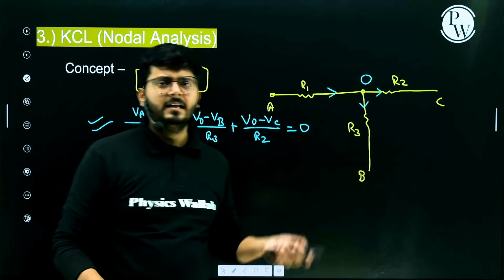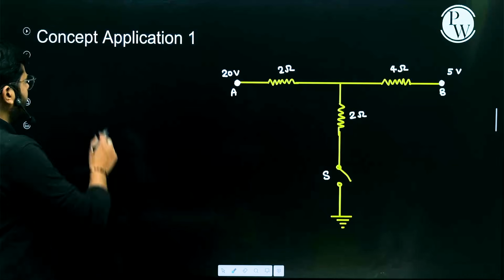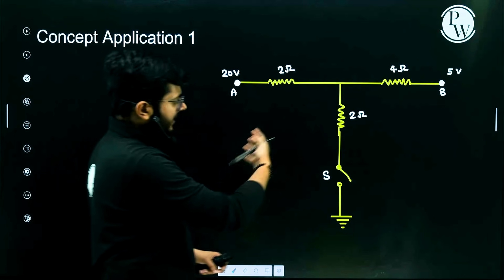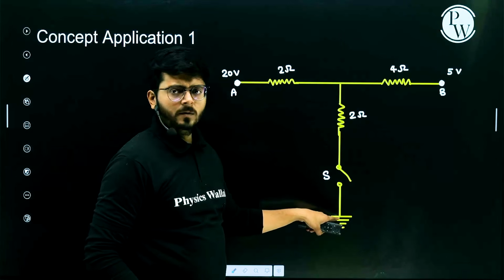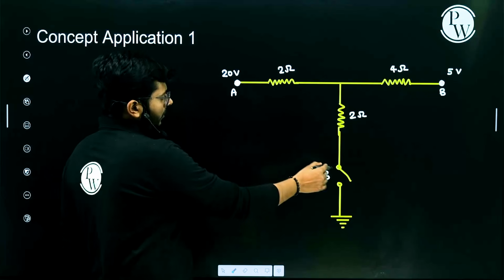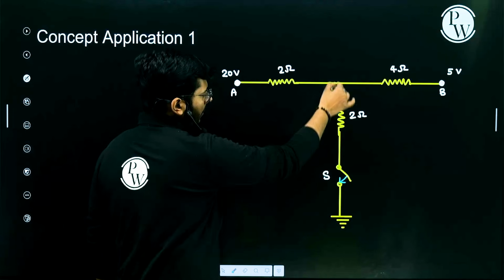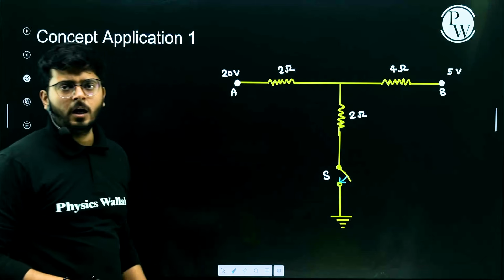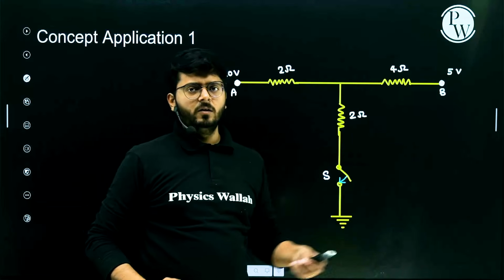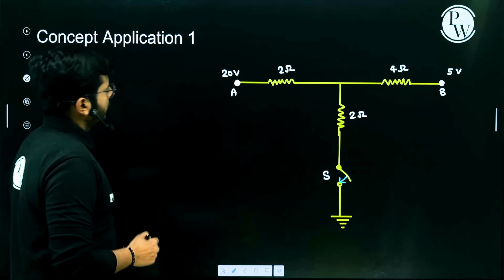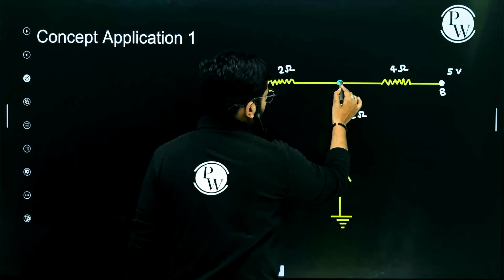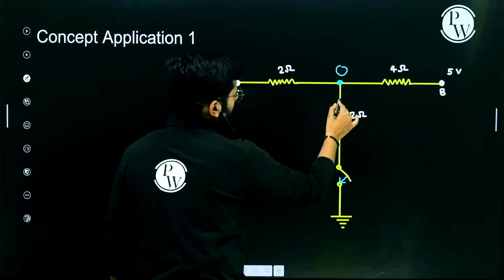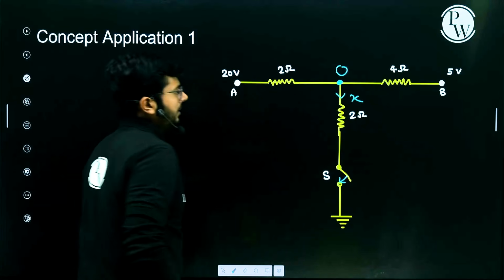Okay, let's have a look at a problem and then we will have a better understanding of this. So here we have a simple circuit. This point is grounded. That means the potential of this particular point is 0, right? We have to find, when the switch is connected, how much current will flow through this particular section. So this is 20 volt, this is 2, this is 4, this is 5. This is the junction we are talking about. Let's call this point O, and the current flowing through this part is X.